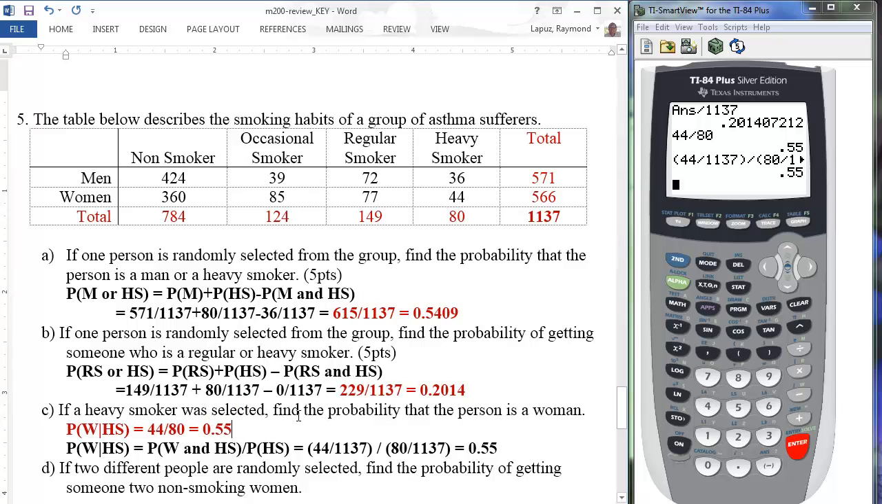Again, I prefer the first way because it was a lot easier, but you have to know that you're selecting from the heavy smoker pot, so that's the 80 out of 1137 pot.